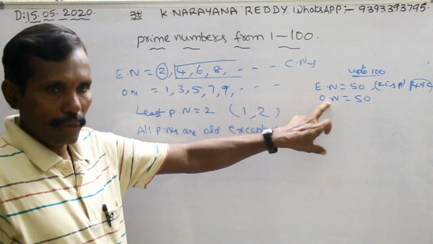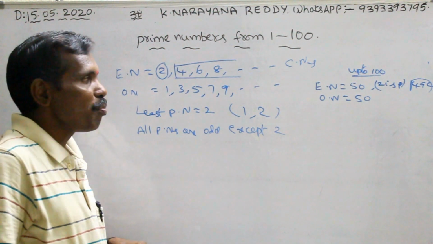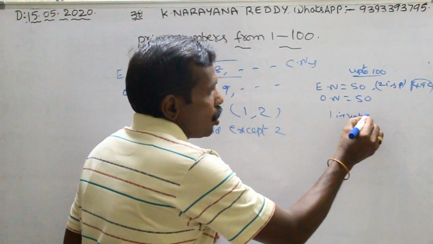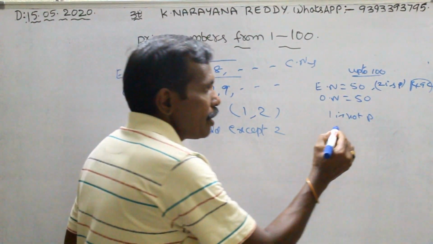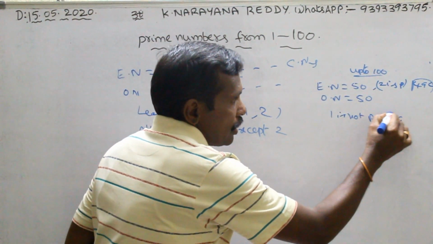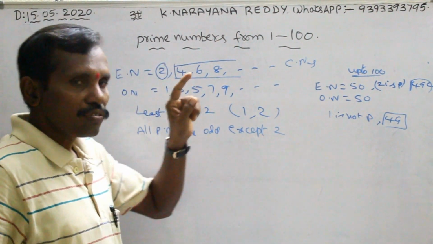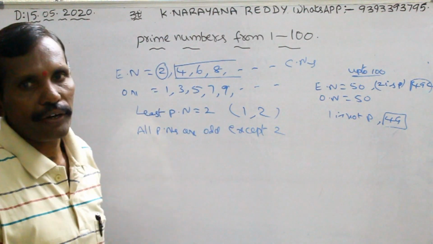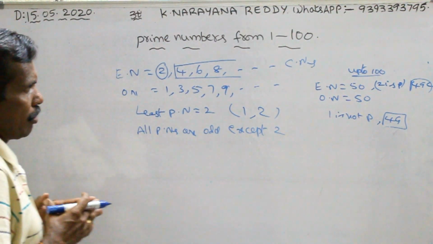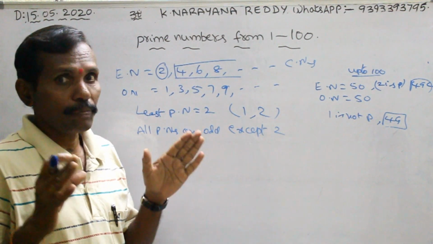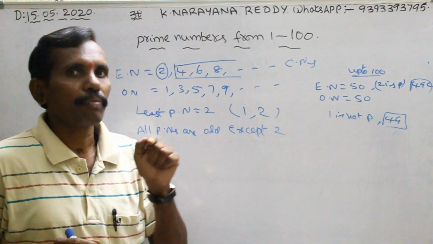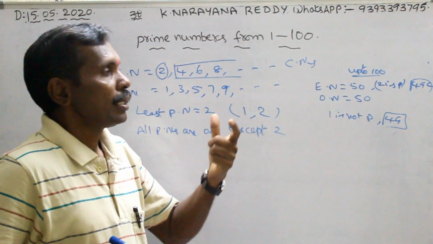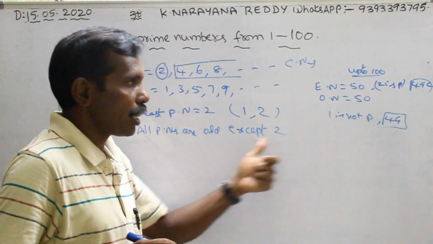Now, in these odd numbers, how many are composite and how many are prime? That is important. Here 1 is not prime, so remaining there are only 49. In these 49 numbers, how many are composite and how many prime? That we have to find out now. Every prime number is odd except 2, because 2 is the even prime number. That is why we now want to count the odd numbers from 1 to 100.